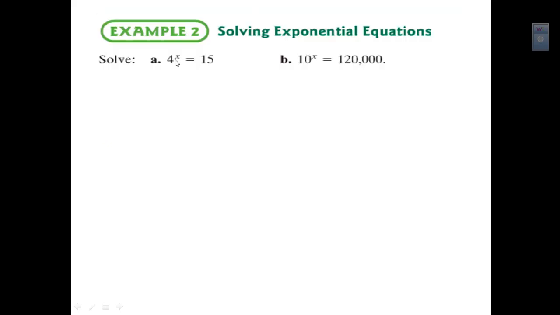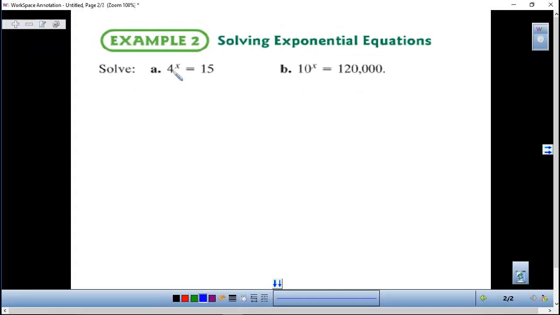So here we've already isolated the exponential expression. So we're going to take the natural log of both sides. Since we have a base other than 10, we're going to have the natural log of 4 to the x power is equal to the natural log of 15.